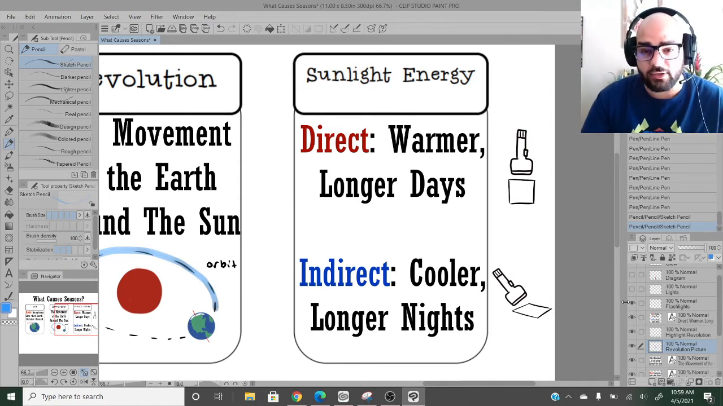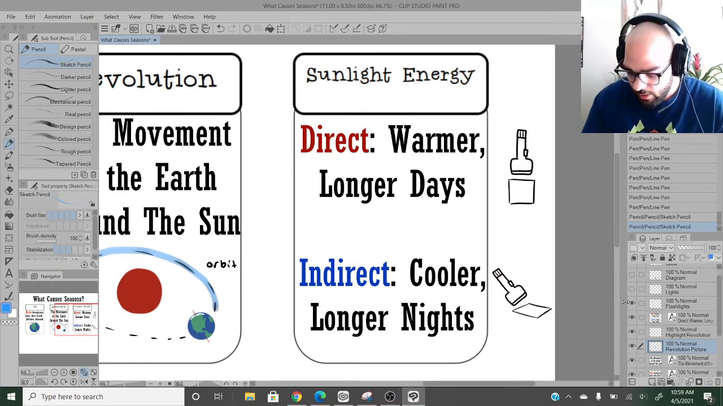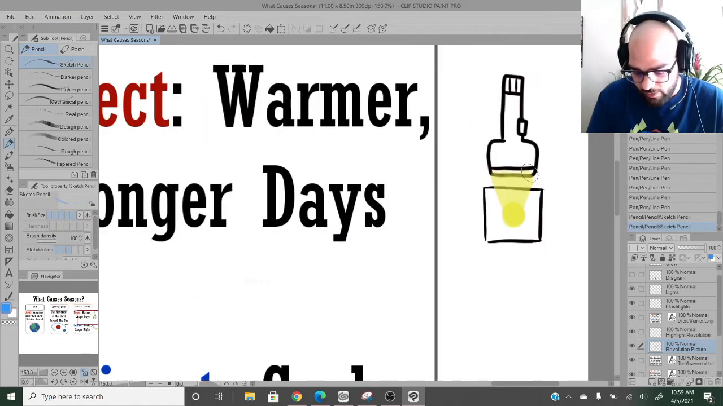And you guys could probably do this in the classroom if you have a flashlight and a piece of paper or a flashlight and a desk. You guys will notice that when you, and I'm going to zoom in here, okay? When you use a flashlight and directly point it down at a piece of paper or a desk, you'll see that a lot of the light concentrates into one central location. So we call that direct sunlight.